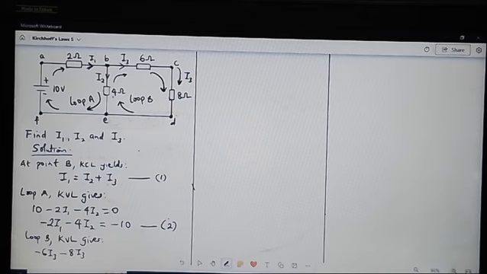Coming to this point, the current coming through the 4 ohm resistor is I2, and I2 is moving in the opposite direction of the assigned direction we chose. So the potential drop here is going to be positive. So we have plus 4I2.